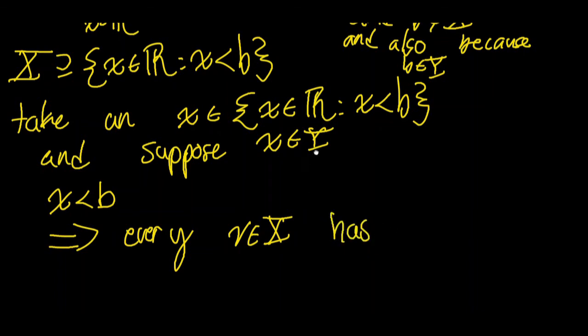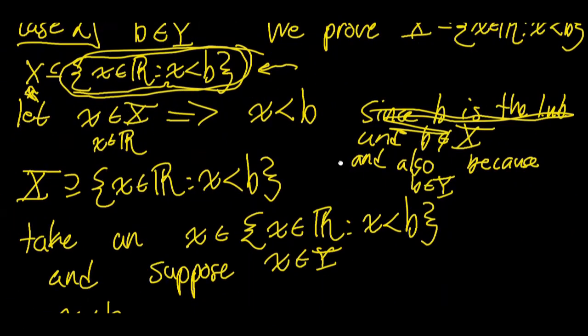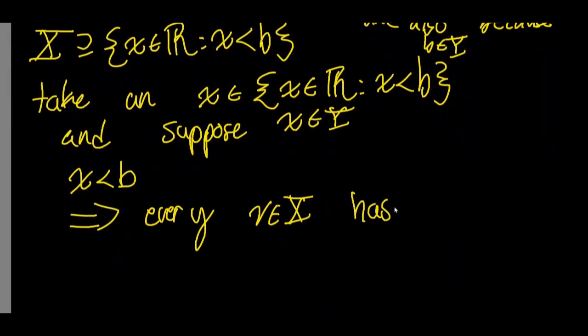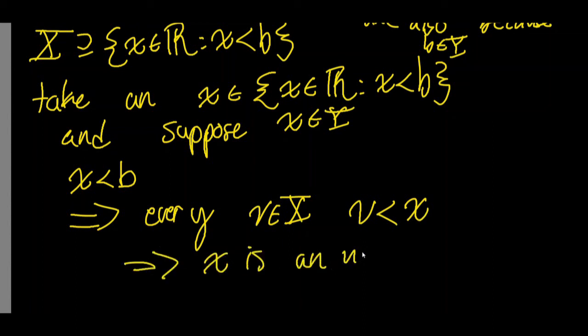By hypothesis. Remember, way up here, each element of X is less than each element of Y. For every v in X, v is strictly less than x, since I'm supposing that x is in Y. So since each element of X is less than each element of Y, and since x is in Y, that means that each v in X, every element of X, is less than x. But this implies that x is an upper bound.